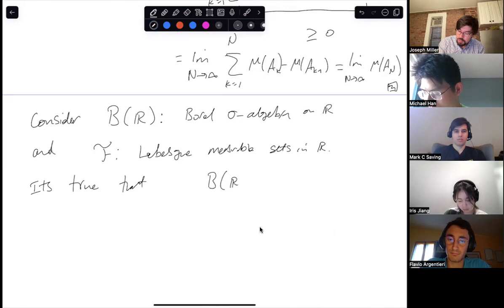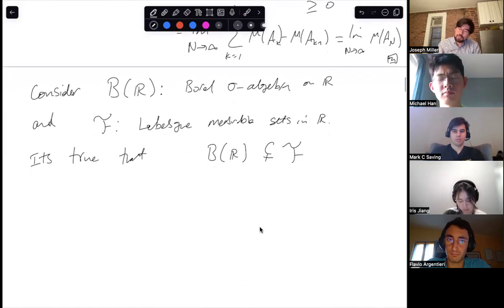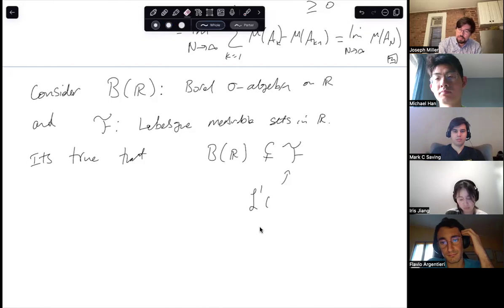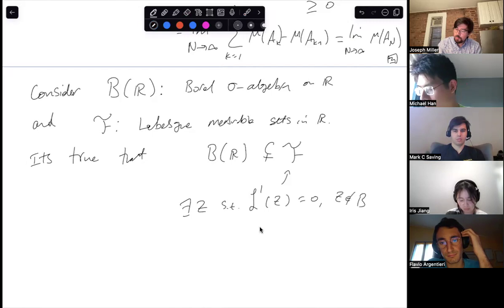In general, it's true that the Borel sigma algebra is smaller than F. There are things in F that are not Borel, so there are sets of measure 0. The Lebesgue measure L¹ of some set, let's call it Z, so there exists a Z such that this is 0, but Z is not in B(R). So you're right about that. Other than that, I don't really know.